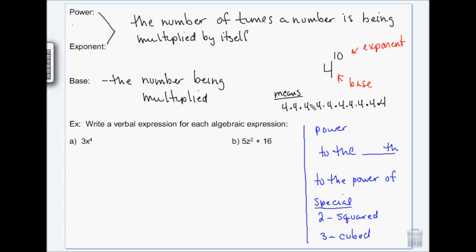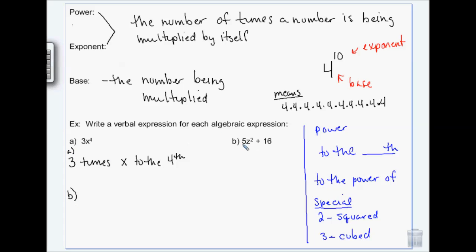So now we're going to write a verbal expression for each algebraic expression. So I have 3x and a 4, right? So this is 3 times x to the 4th. Or I could also say the product of 3 and x to the power of 4. There are a couple different ways you could say it, but you can be just very straightforward.